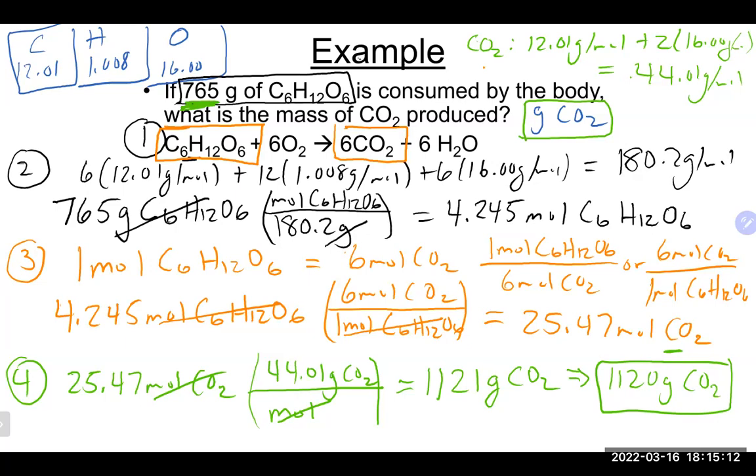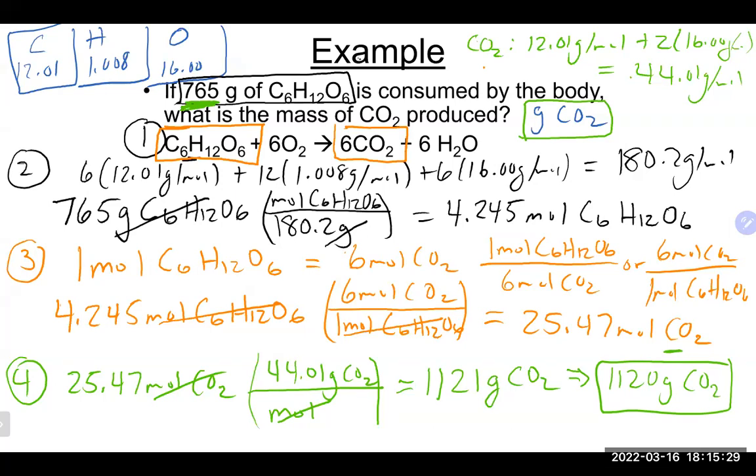For the most part, your 2 conversion places are going to be the equation to do the stoichiometry part and the periodic table to get the molar mass. Those are 2 common places that you will get our conversion factors. Any questions on any of those steps there?